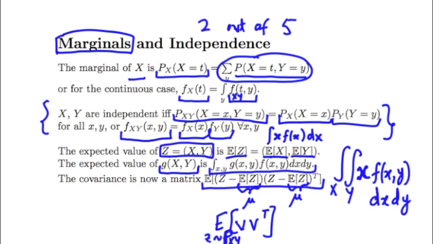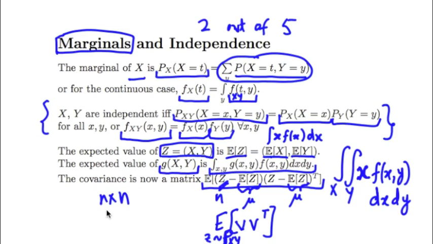The interpretation of the covariance matrix is basically, suppose z is an n-dimensional real vector, then the covariance matrix is an n cross n matrix. Remember, because this is n cross 1, this is 1 cross n. So when you take this product, this outer product, you get an n cross n matrix, and when you take the expectation of n cross n matrices, it's an n cross n matrix.